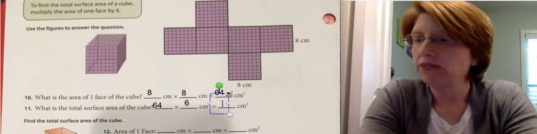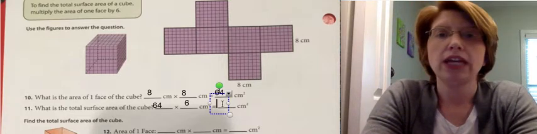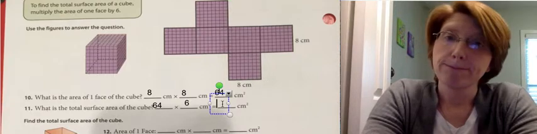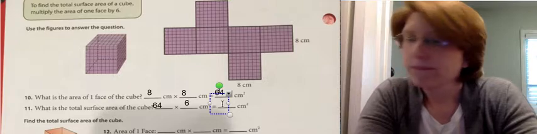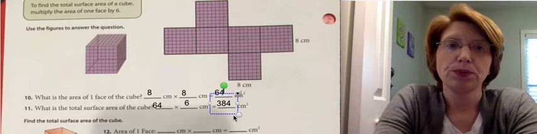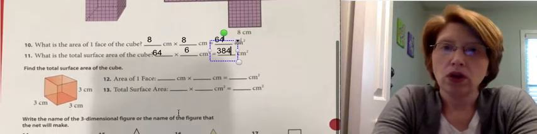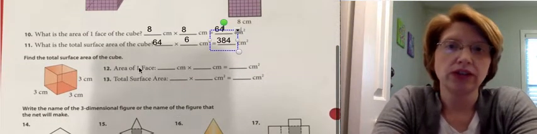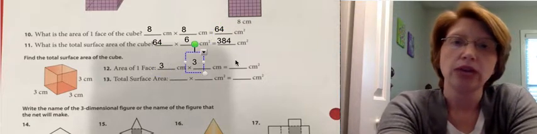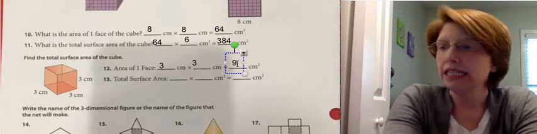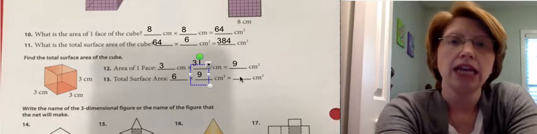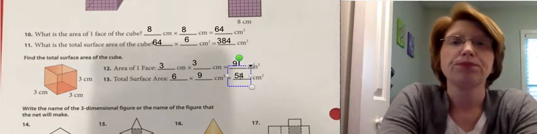So when I do 64 times 6, what do you get? 384. Okay, so what is the total surface area of this cube? The area of one face is going to be 3 times 3, which is going to be 9 centimeters. And then I've got 6 of those. So 6 times 9 is 54.